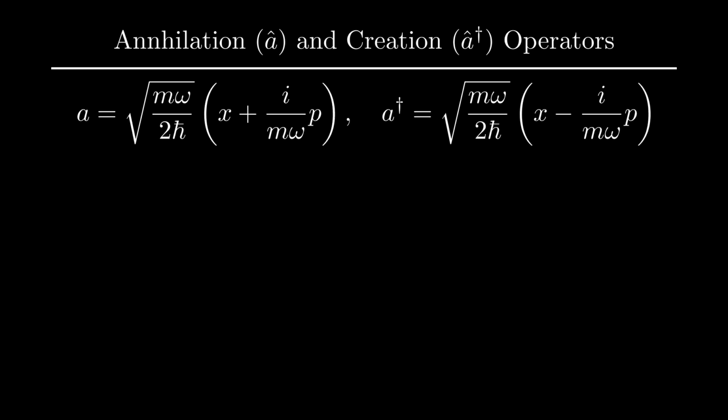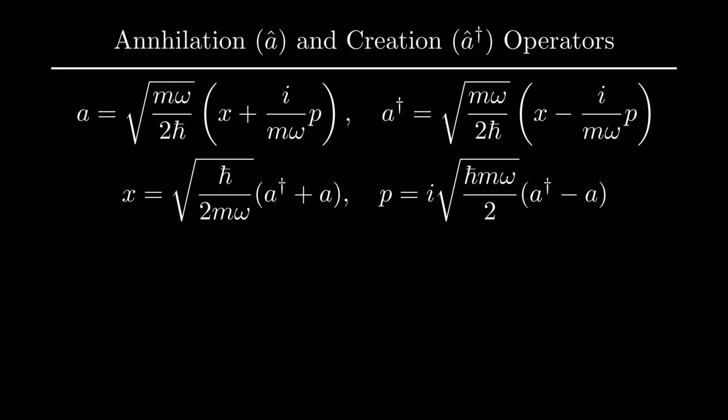Alternatively, we can also take combinations of these operators to define x and p, which is a useful definition to keep in mind, as we will see later on. Another important property to keep in mind is that the commutator of a and its adjoint is 1, which you can verify independently by expanding out the left-hand side of this expression.